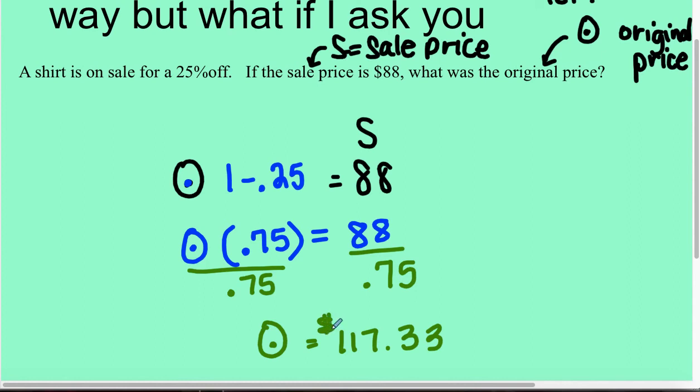Okay, so that's how we work with percents, and this might help you in solving the next couple of questions that you have to deal with that involve percents.